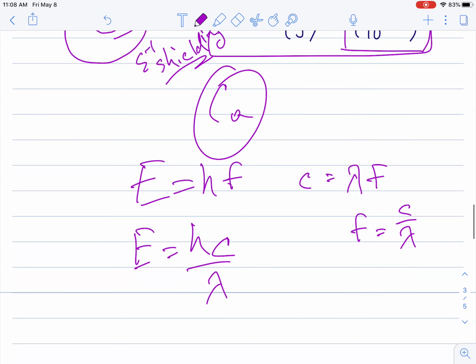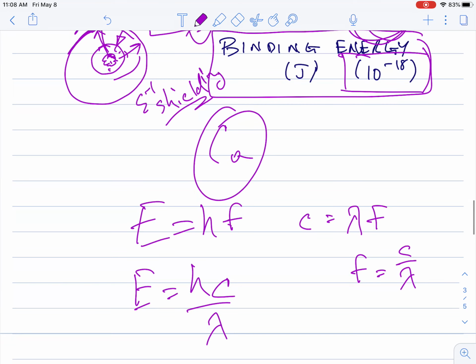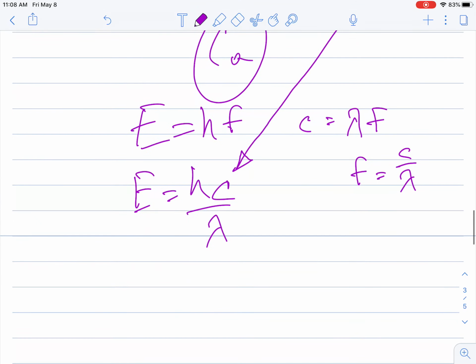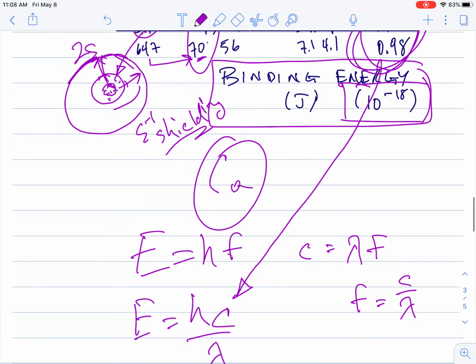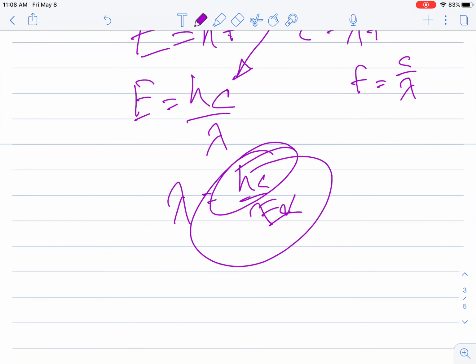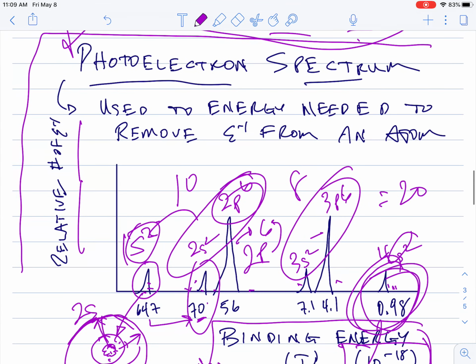What they might say is, what's the wavelength of light that's needed to eject those electrons from calcium? I think this is how they played this. You'd come in here and go, lambda would be hc over E, and you take that energy and put it in here, and then you can find the wavelength of that light.